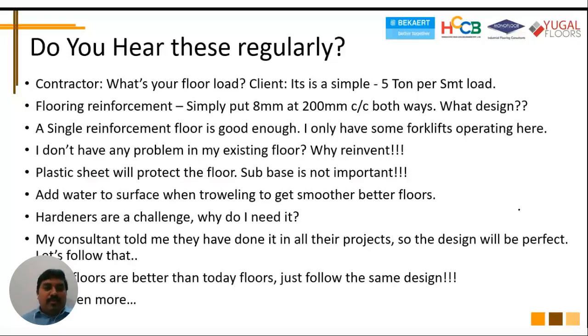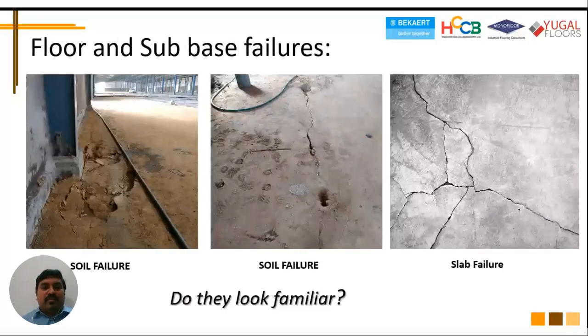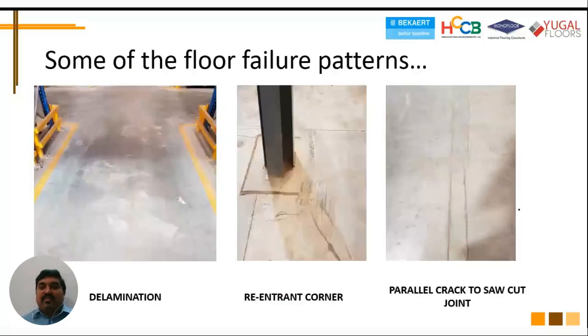But is it true? Is it true in the real sense that we speak about the same floor that is enduring so much more? So I thought we'll bring in some of the true and root challenges that we have, the realities as we speak. These are some of the sub-base failures. You would see settlement. You'll see slab areas where cracks are happening all over. We have delaminations, reentrant corners, and parallel cracks. Parallel cracks are pretty commonly seen, and we know why, but we still see them prominently across our floors.